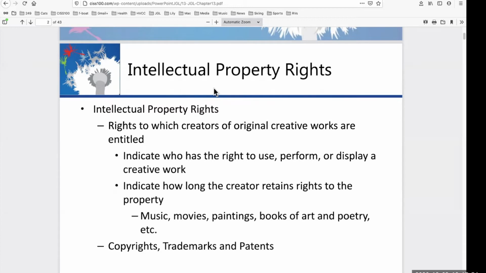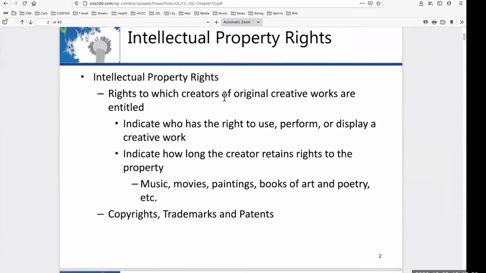So intellectual property rights: rights that creators of original works are entitled to, okay? Some of them are formal: copyrights, patents, trademarks, things of this nature. Some are not quite so formal. We'll take a look at that too.